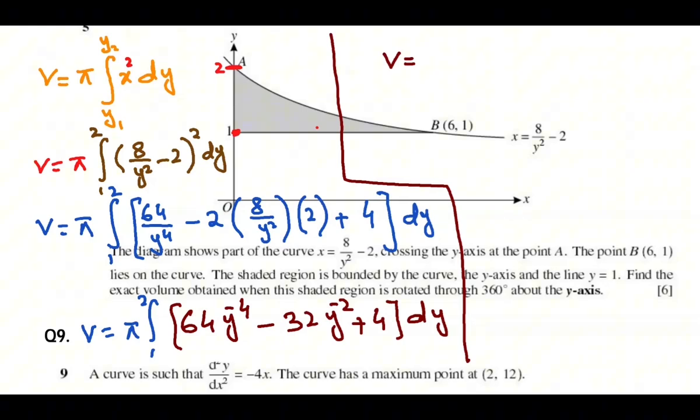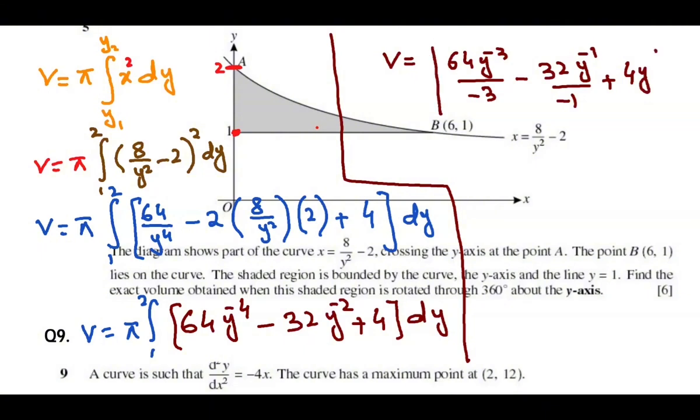So integration of 64 y power minus 4 is 64 y power minus 3 over minus 3. Integration of minus 32 y power minus 2 is y power minus 1 over minus 1. And integration of 4 is 4y, because we are integrating with respect to y now.